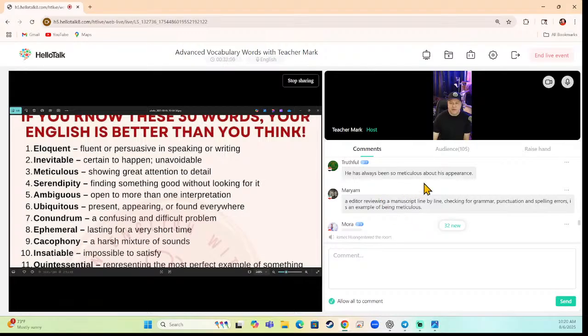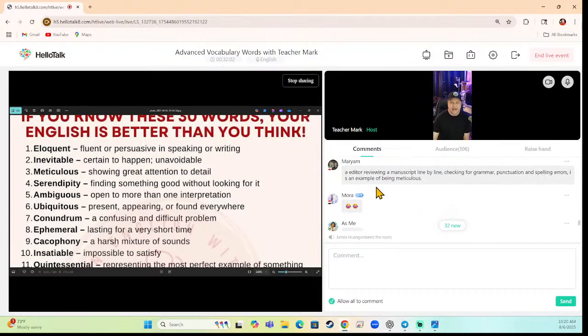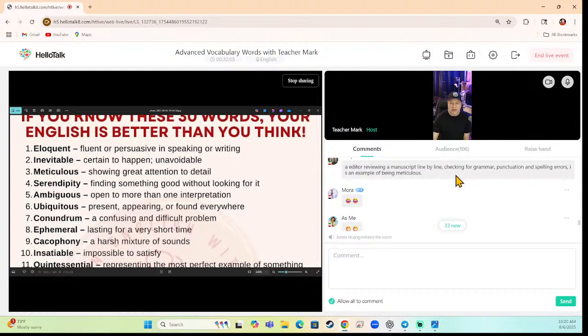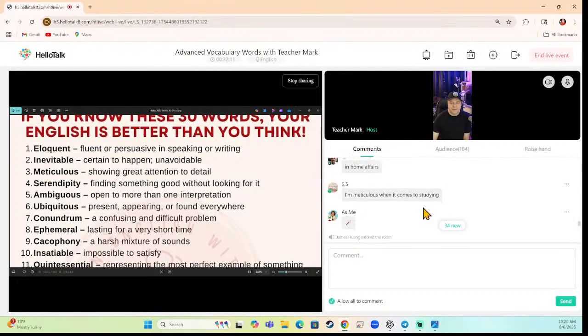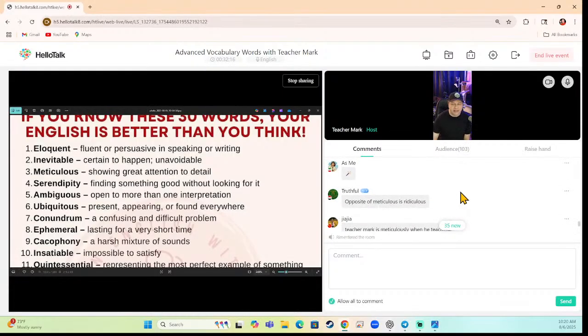He has always been so meticulous about his appearance. That's good. An editor reviewing a manuscript line by line, checking for grammar, punctuation, and spelling errors is an example of being meticulous. Very good. Yes. I'm meticulous when it comes to studying. Good. I hope so. The opposite of meticulous is ridiculous?